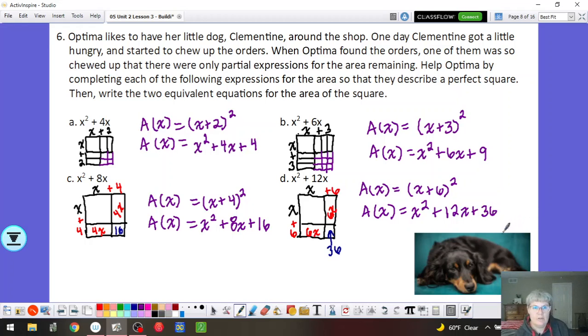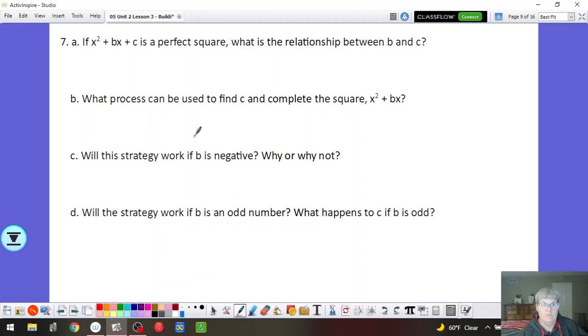Now if we take a look at these, is there a relationship that you see? Might not be as easy to see with the 4 and 4, but with the 6 and the 9 and the 8 and the 16 and the 12 and the 36? Remember how we had to divide 12 by 2 to get the amount added on? So if I take 12 and divide it by 2, I get 6. And then if I take 6 squared, I will have 36. And that's an important relationship for us.